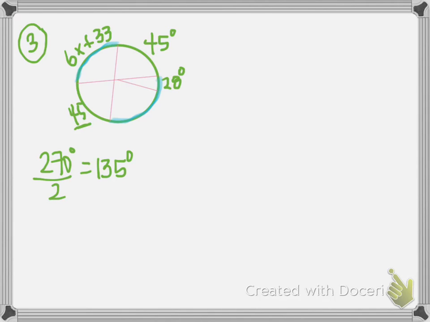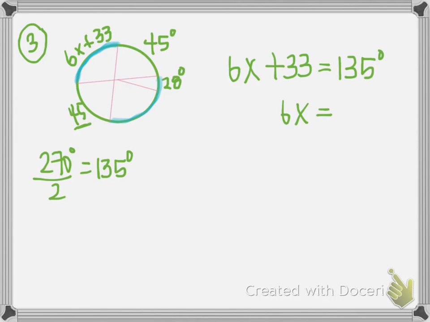Okay, so that 6x plus 33 is going to be equal to 135. So let's solve. Move that over. So we'll have 6x is equal to 102, divided by 6. So x here is going to be equal to 17. Okay.